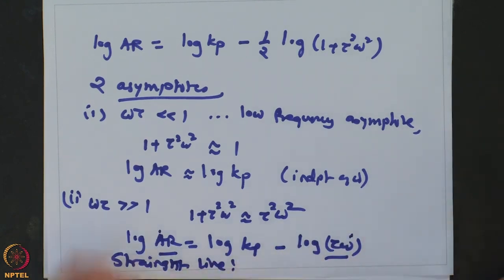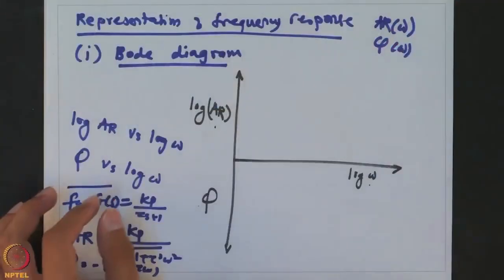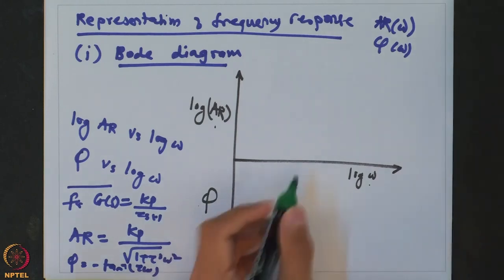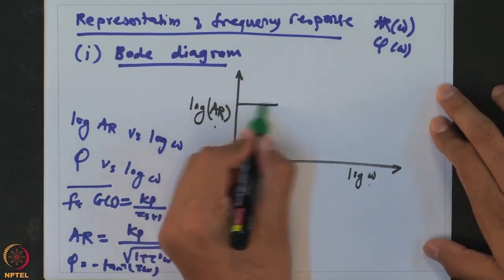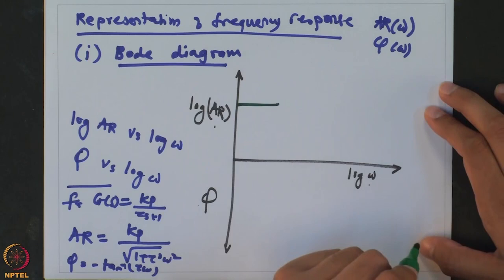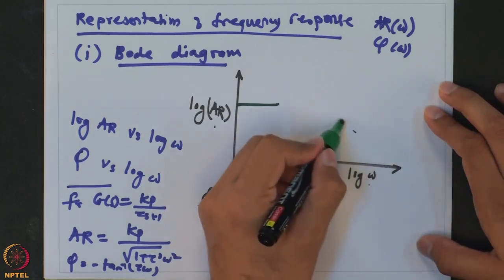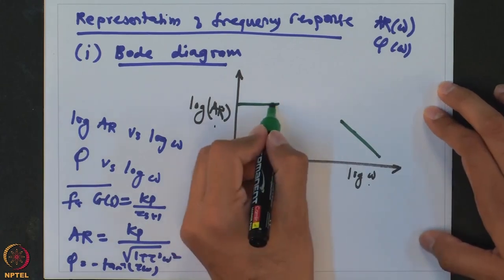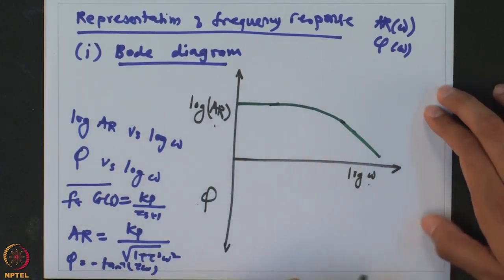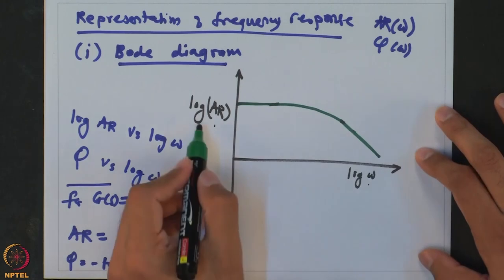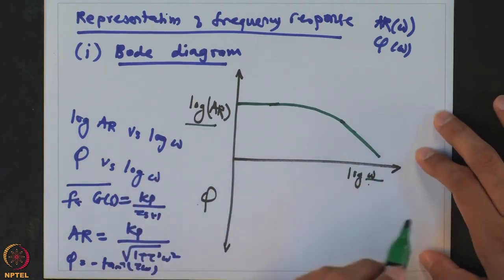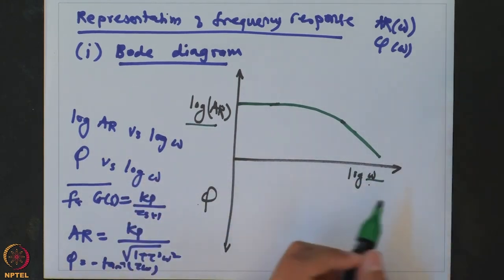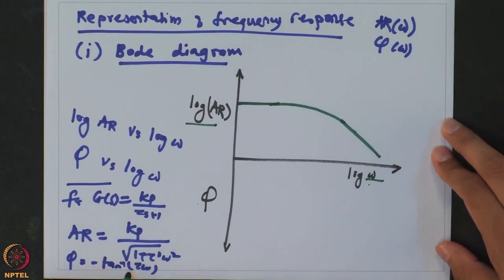So if we go back to the previous figure, what we have seen is that at low frequency we have almost a horizontal straight line, and at very high frequencies we have a straight line with a slope of minus 1. So typically for a first order system, the first part of the Bode diagram will look like this, and the second part is simply minus tan inverse of tau omega.